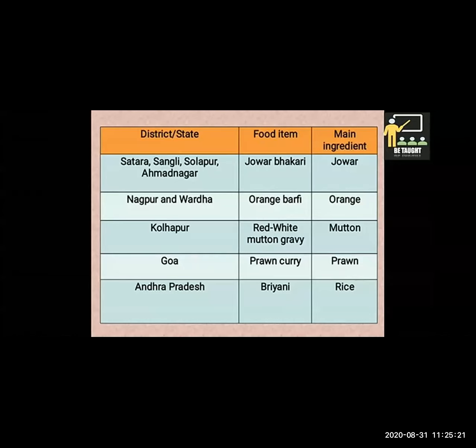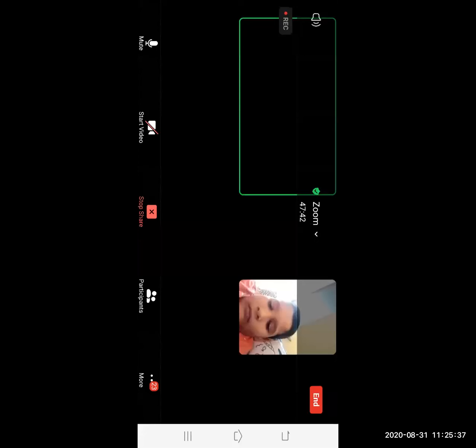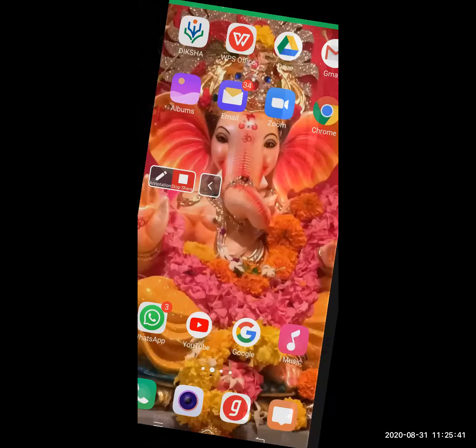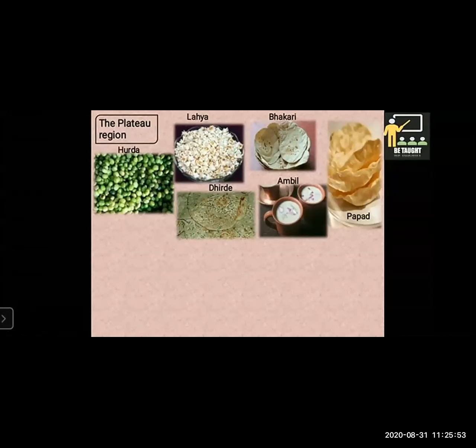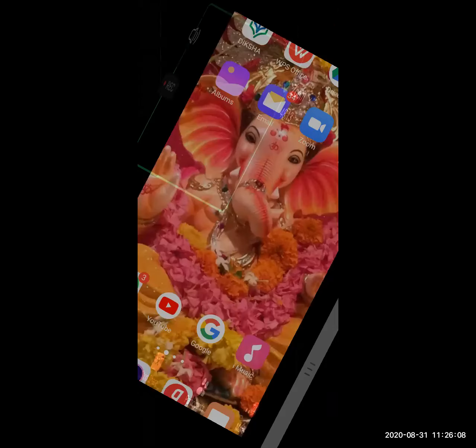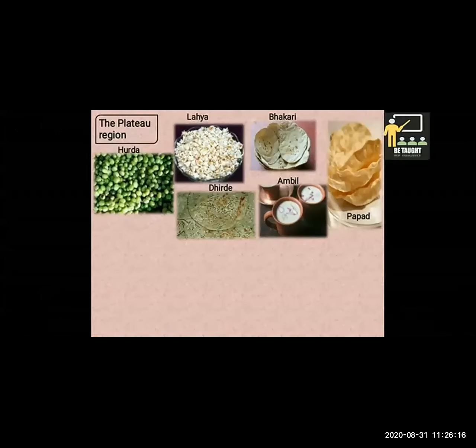So the main crop grown in any region is used to make various items in that region. For example, jawar is grown on a large scale in the plateau region of Maharashtra. Ambil, Dirge, etc. are all preparations of jawar enjoyed in that region. So all these are made from jawar.